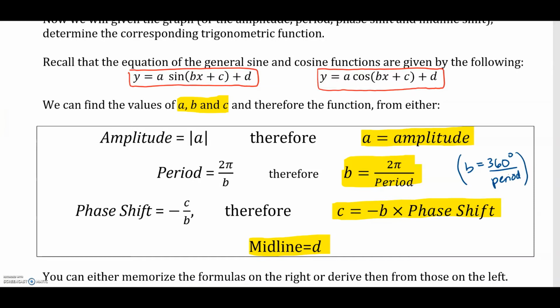So you can either memorize these formulas or derive them from the equations for the amplitude, period, and phase shift. And I always recommend keeping a little study sheet with these formulas handy as you become accustomed to using them. It's good to practice with a study sheet, and you can also use that for your digital homework and tests.